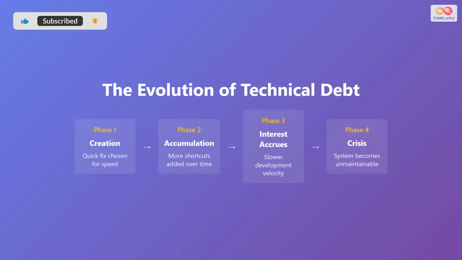Technical debt follows a predictable pattern of evolution. First comes creation, where a quick fix is chosen for speed. Then accumulation happens as more shortcuts are added over time. Next, interest accrues, meaning development velocity slows down as developers spend more time working around problems. Finally, crisis strikes when the system becomes so hard to work with that changes become extremely difficult and expensive. This progression shows why addressing debt early is much easier than ignoring it.